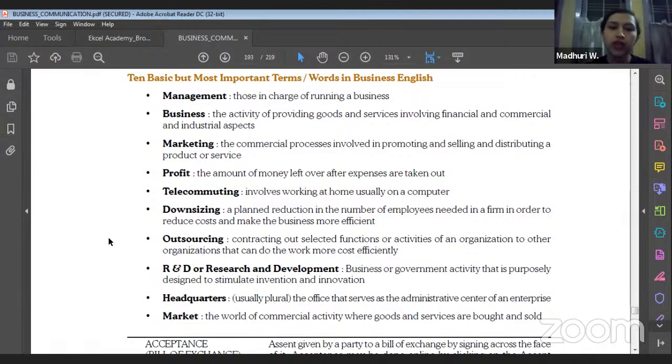Outsourcing refers to contracting out selected functions or activities of an organization to other organizations that can do the work more cost efficiently. R&D stands for research and development. Basically, business or government activity that is purposely designed to stimulate invention and innovation. Headquarters, it's usually referred to in the plural form. It's the office that serves as the administrative center of an enterprise. And a market is the world of commercial activity where goods and services are bought and sold.